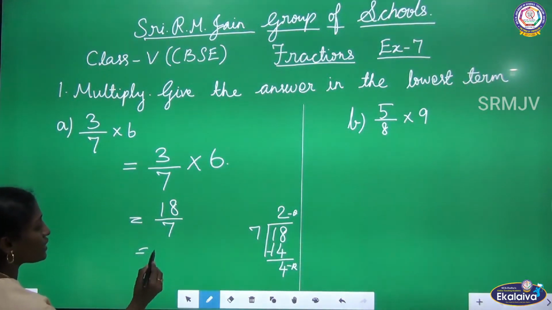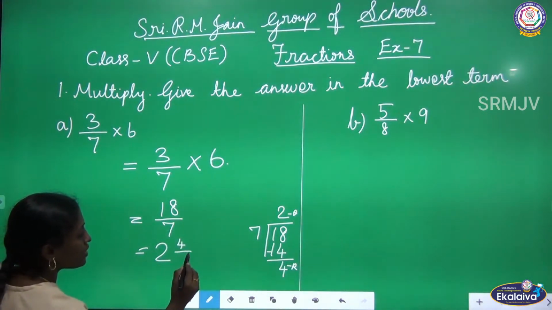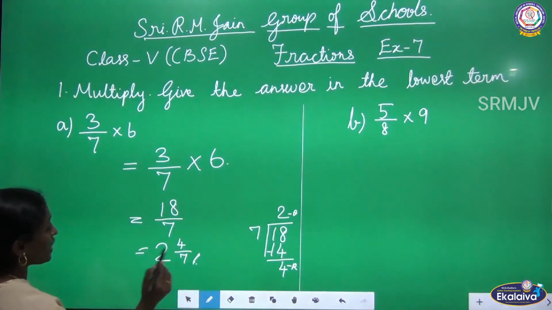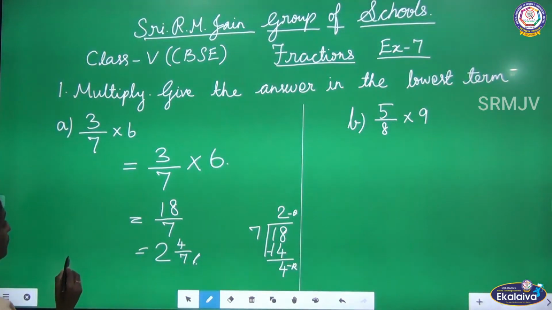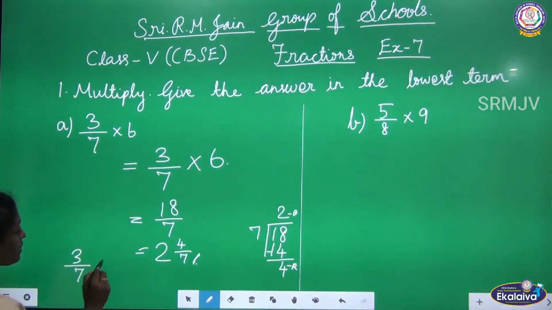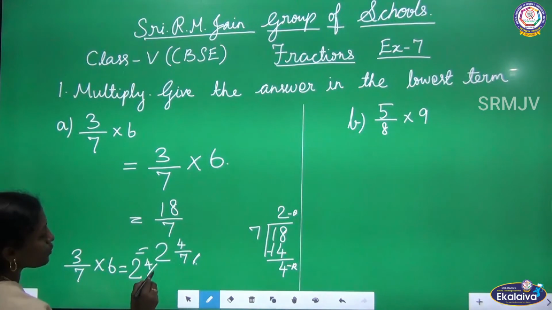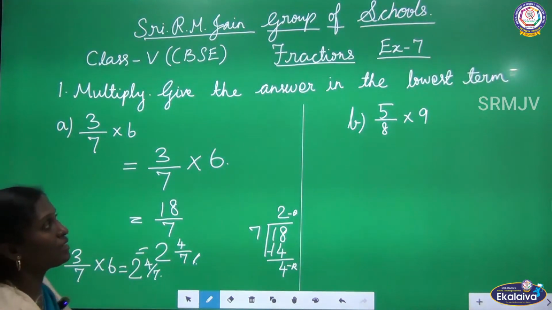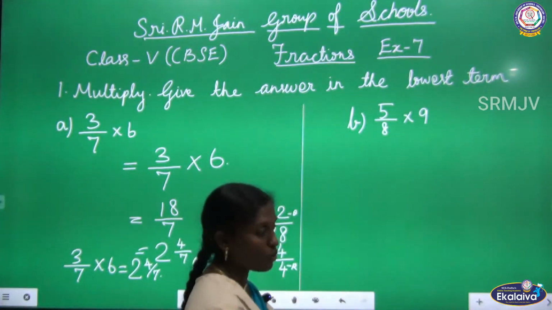So we have to write the quotient as a whole number and the remainder by divisor as a fraction. So 2 4 by 7 is the answer. 3 by 7 into 6 is equal to 2 4 by 7. Is it clear? Then here also we are going to multiply a fraction by a whole number.